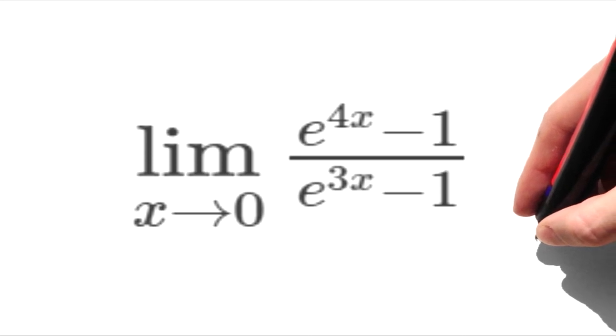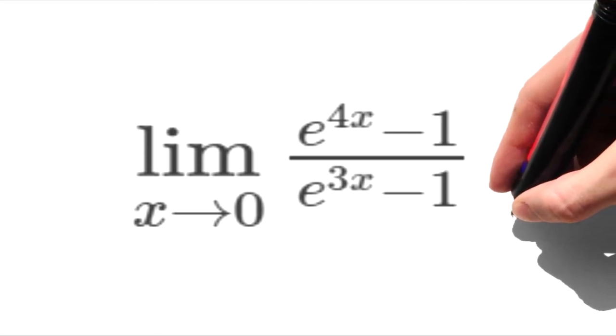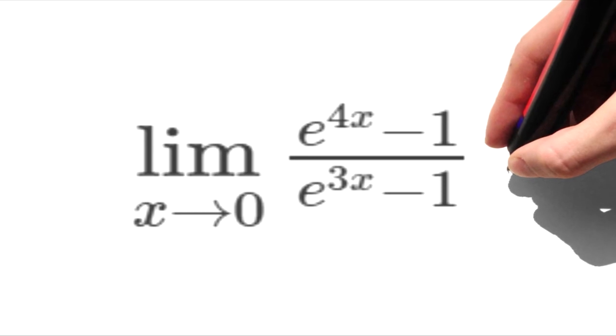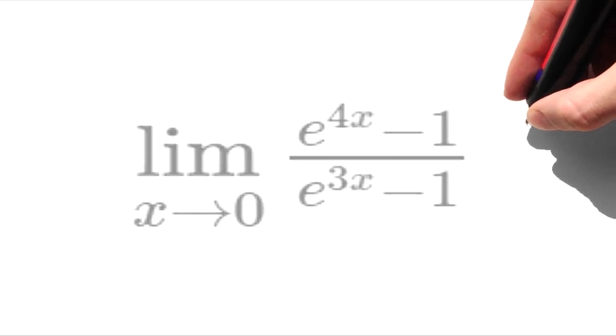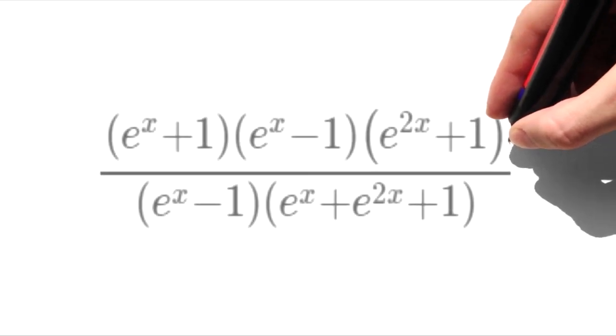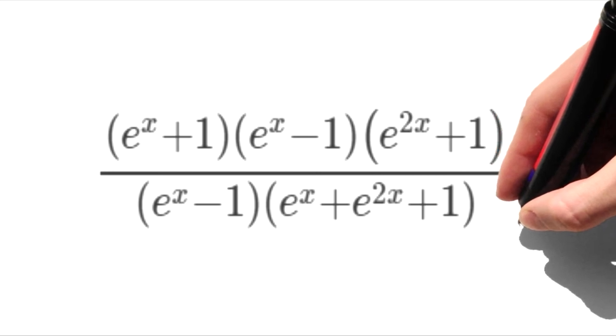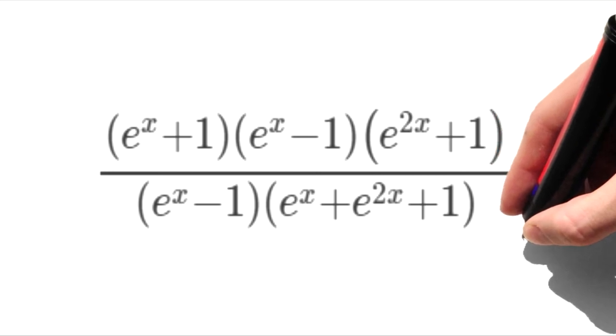As for the third example, we have to find the limit of e raised to 4x minus 1 over e raised to 3x minus 1 as x approaches 0. We have to factor out both the top and the bottom part. So we have the quantity of e raised to x plus 1 times the quantity of e raised to x minus 1 times the quantity of e raised to 2x plus 1 over the quantity of e raised to x minus 1 times the quantity of e raised to x plus e raised to 2x plus 1.